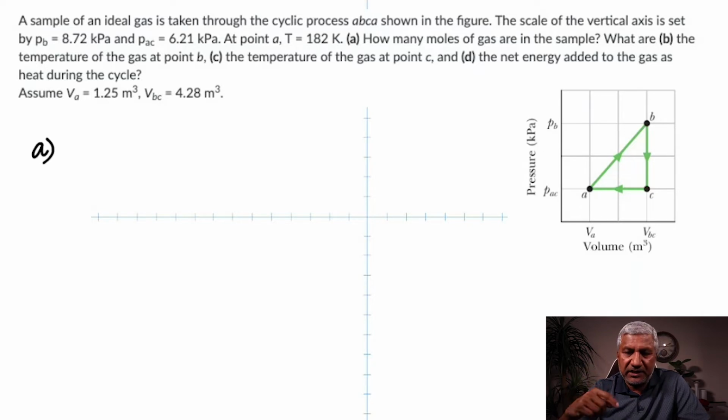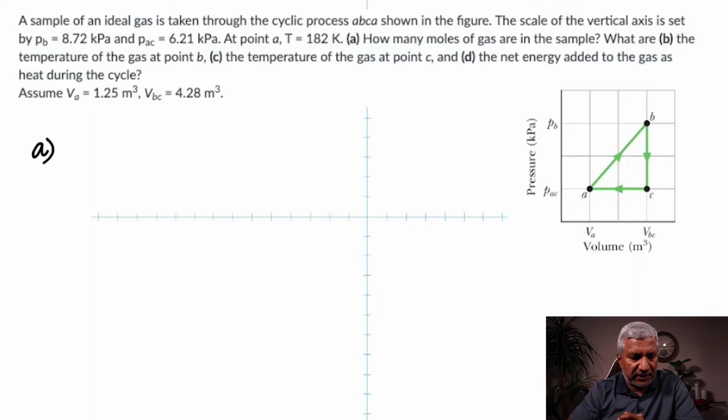Where the pressure is increasing, the volume is also increasing, isn't it? A to B, come on. B to C, it's an isovolumetric process. The volume is not changing. And C to A, isn't it an isobaric process? Because the pressure is not changing. So we have three processes here, and together it's a cyclic process.